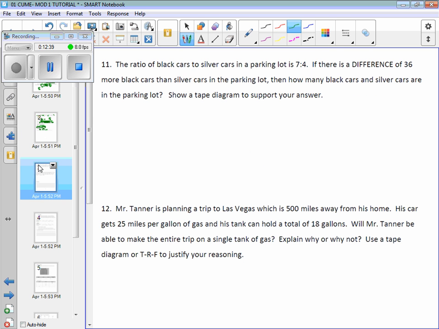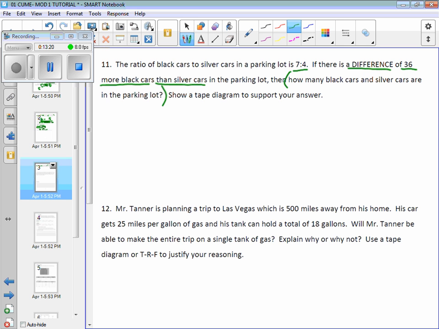Number 11. Also a tape diagram, and this is that difference question that I told you about. Same thing, you're going to want to read the question and get a feel, get the gist of what they're asking us to do. Underline our key VIPs. I need my ratio. I'm going to underline difference. It's in capital letters for a reason. 36 more black cars, and I'll do then silver cars, that's fine. And then what they're asking, how many black cars and silver cars are in the parking lot? And we've got to do a tape diagram.